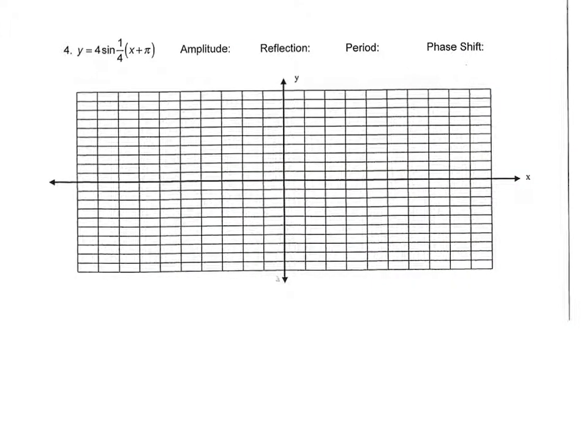We're going to skip to example 4, just so we can see what it looks like when we have an amplitude change, so we have a vertical stretch by a factor of 4. Still no reflection, but our period is going to be 2 pi divided by 1/4, or 8 pi, and our phase shift is pi to the left. Our parent function is sine, so I know I want to start at 0. My parent function would be 0, and then a full period later, 8 pi later, I would be back at 0.